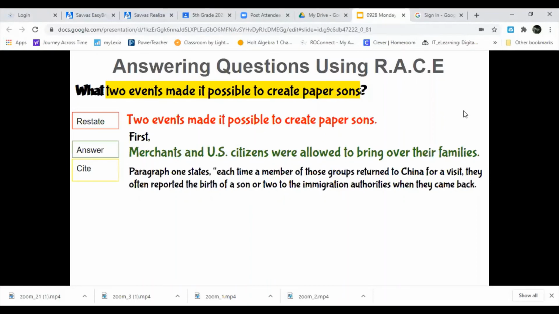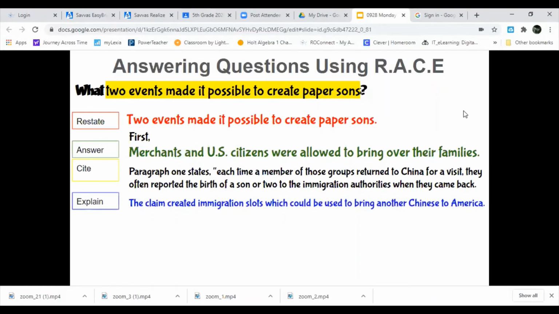The evidence I found in the text was in paragraph 1, which states each time a member of those groups returned to China for a visit, they often reported the birth of a son or two to the immigration authorities when they came back. This supports my answer because the claim created immigration slots, which could be used to bring other Chinese to America. That was only one event.